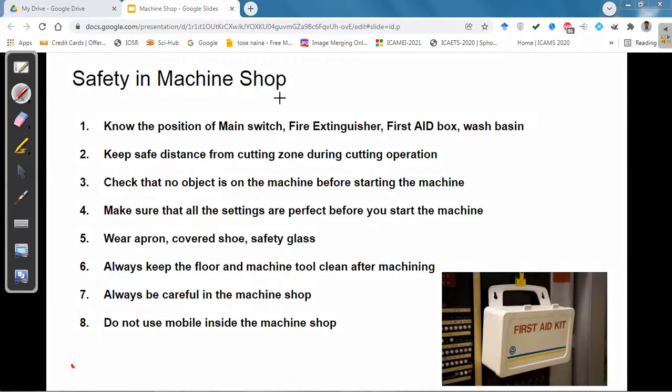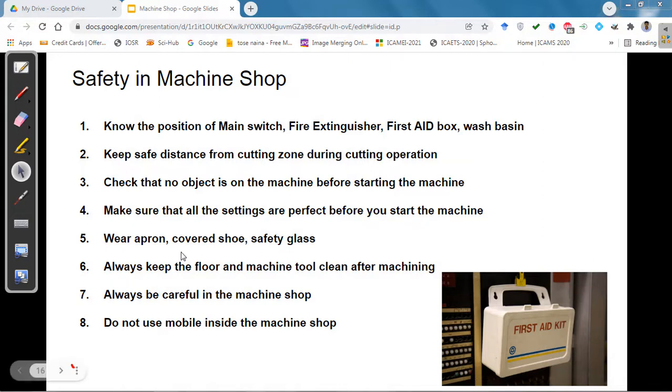Now, the safety in the machine shop, we have to remember some of the points. We should know the position of the main switch, fire extinguisher, first aid box, wash basin in the machine zone. Then keep a safe distance from the cutting zone during cutting operation and check that no object is on the machine before starting the machine. This is very, very important, otherwise an accident can happen. And make sure that all the settings are perfect before you start the machine.